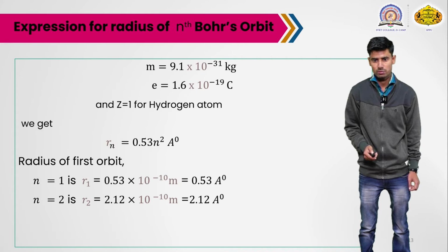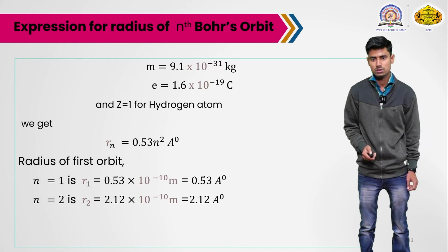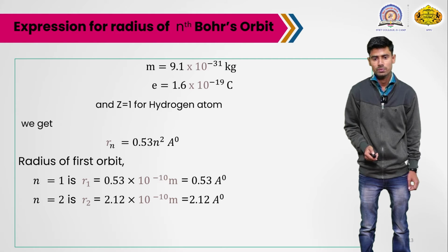For example, if n equals 1, then the radius of the first Bohr orbit will be R1 equals 0.53 into 10 raised to minus 10 meter, that is 0.53 angstrom unit. For n equals 2, I will have R2 equals 4 times 0.53, because for n equals 2, n square will be 4, and therefore R2 equals 2.12 into 10 raised to minus 10 meter, which comes out to be 2.12 angstrom.